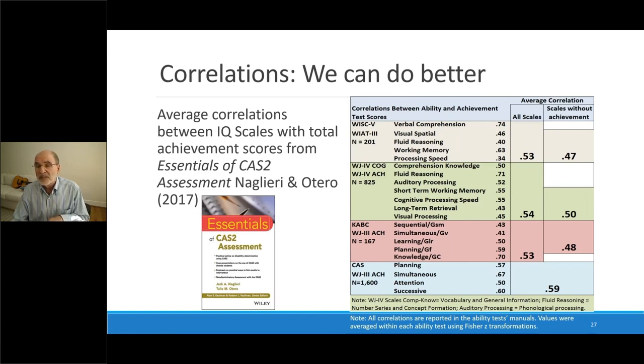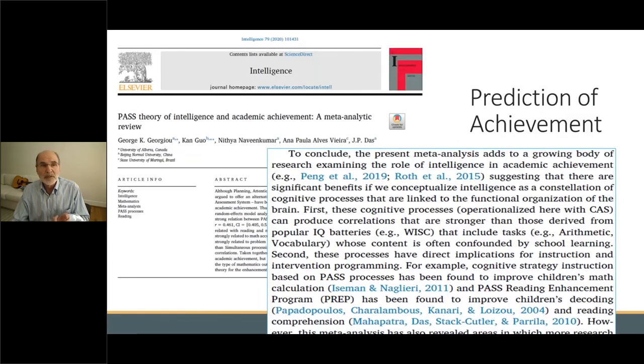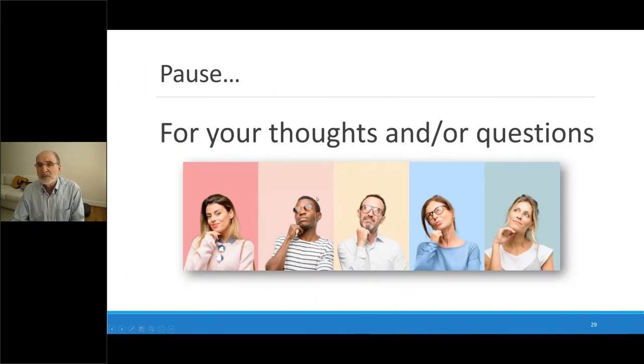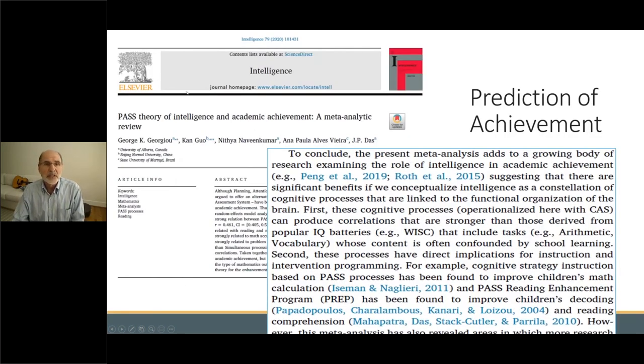But recently, an important paper was published, and that's this paper by George Georgiou. This is a meta-analysis. They looked at all the research on the relationship between PASS theory and academic achievement, and what they concluded was that PASS theory correlated with achievement higher than any of the other achievement tests that have been published. So again, that's a good study to look at.